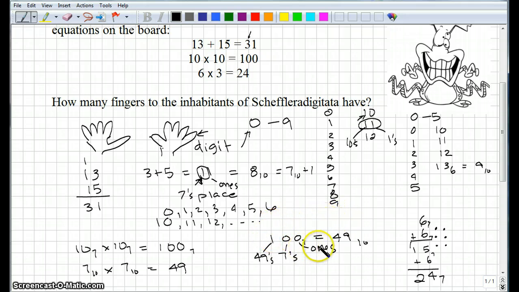Let's see, what was the answer here? Oh, it was base 7. So the inhabitants have 7 fingers because they use 7 digits to count in base 7. All right, so there you go.